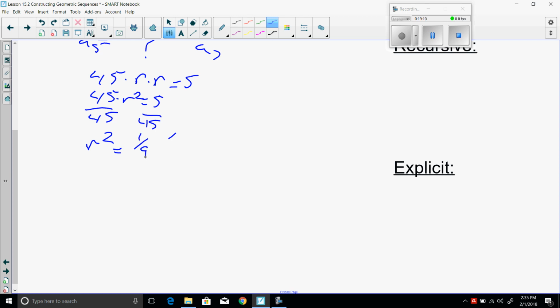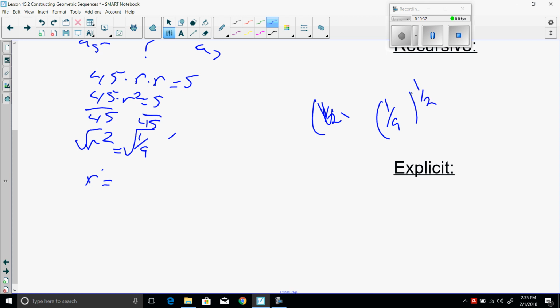Okay. And now I have r squared is equal to 1/9, so what do I have to do? I have to square root both sides. So no longer r squared, I have r is equal to the square root of 1/9. Now let's take a step back. What is square root really? Square root is to the 1/2 power. So I can take 1/9 to the 1/2 power.